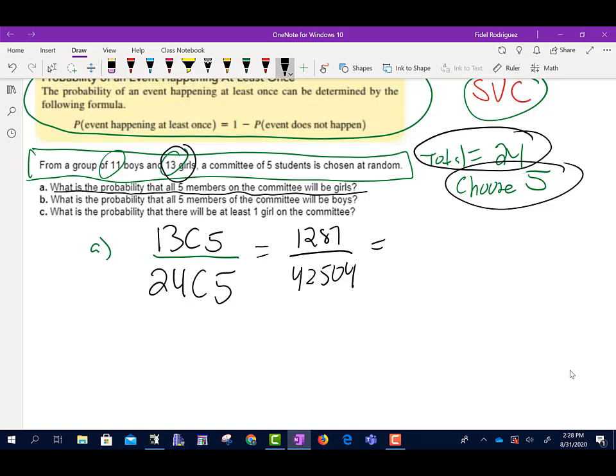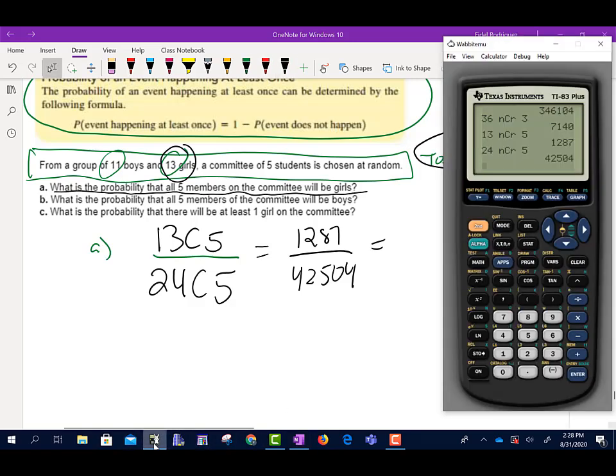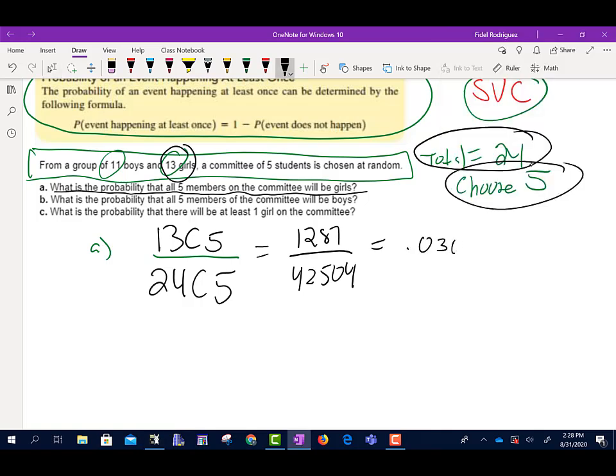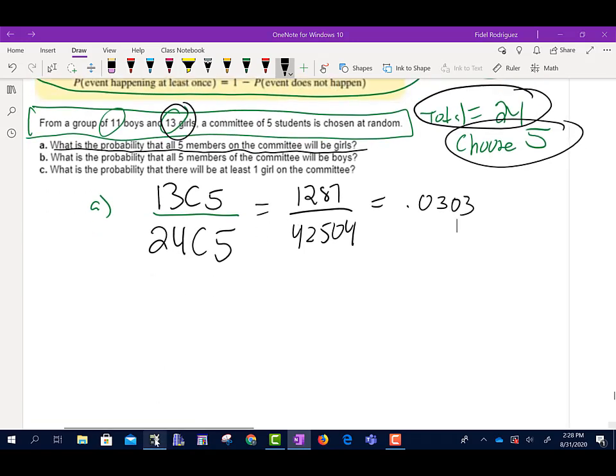Okay, so now the next thing I need to figure out is how it's going to ask me to write this. I need to simplify this fraction, so it may ask me to write it as a decimal. In the event that it asks me to write it as a decimal, I'm just going to take 1287 and divide it by 42,504. Hit enter, and it'll tell you where to round. I'm going to go to 4 decimal places. So 0.030. Now that 2, because the number to the right of it is a 7, I'm going to bump that 2 up to a 3. So 0.0303.